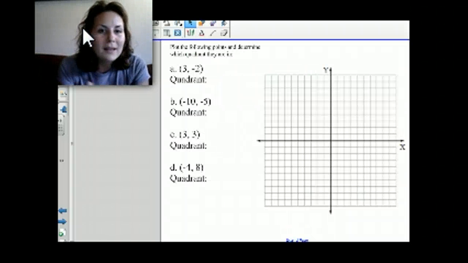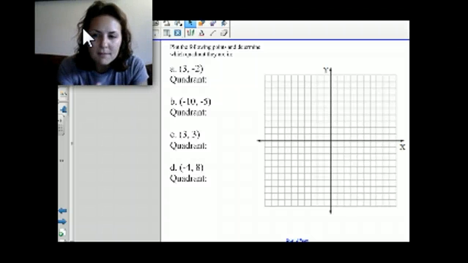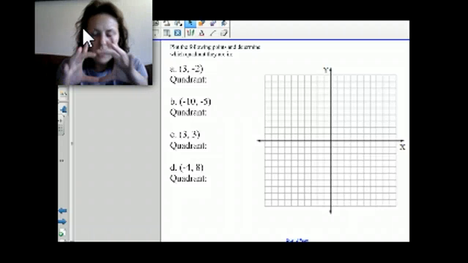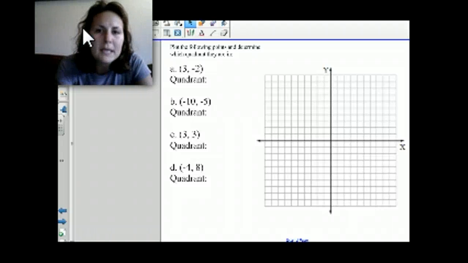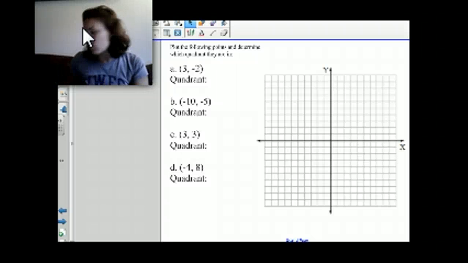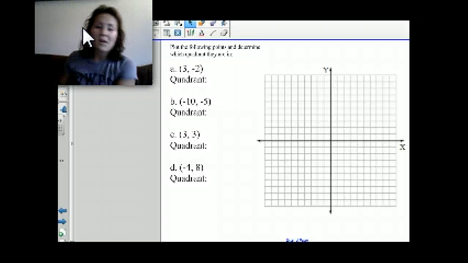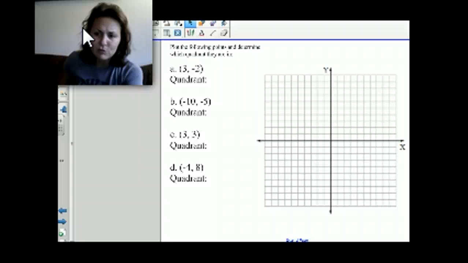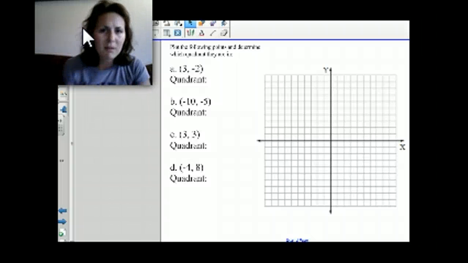Alright, so it says plot the following points and determine which quadrant they are in. I am not remembering off the top of my brain if there is a coordinate plane in your notes. If there's not, sketch one, or grab some graph paper. You know that I keep it in the student corner of my classroom. I probably recommended you grab some.